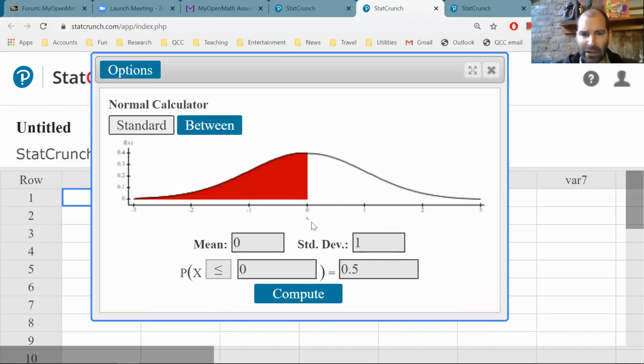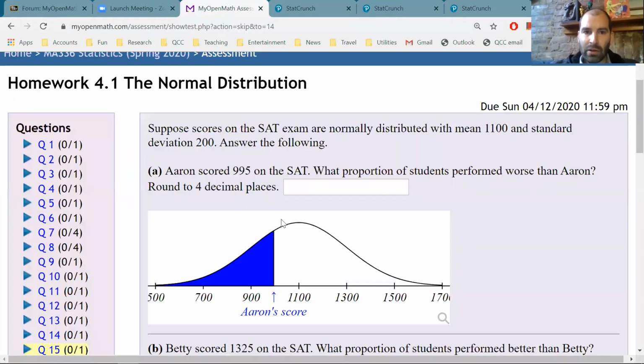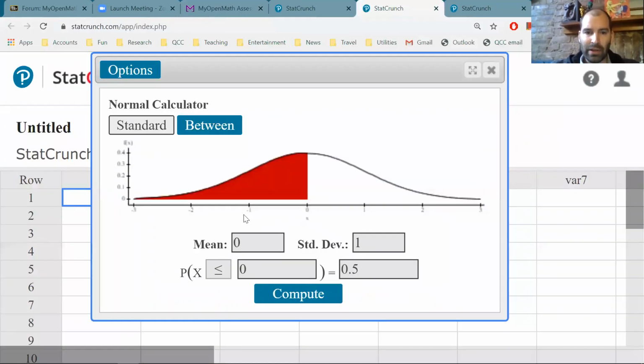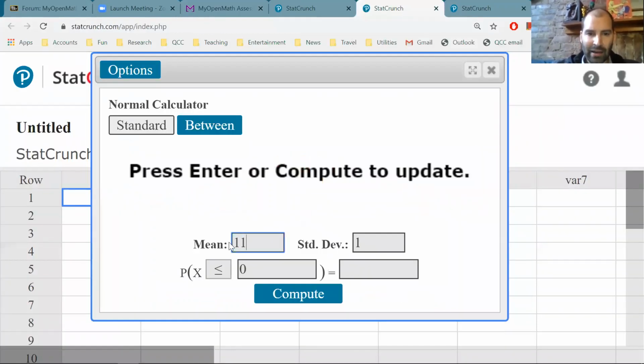Now, if you look at the values down here, they don't match the values that we saw in the picture. That's because this normal distribution is set to have mean 0 and standard deviation 1. If I go back to the problem, notice this normal distribution has mean 1100 and standard deviation 200. So I'm going to set that in here, mean 1100, standard deviation 200. Okay, so now let's look at the problem.